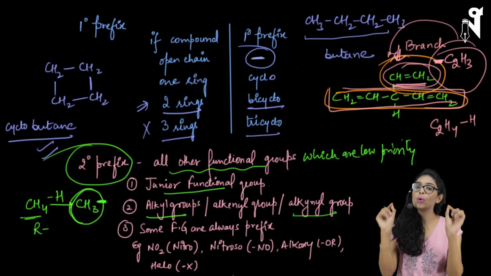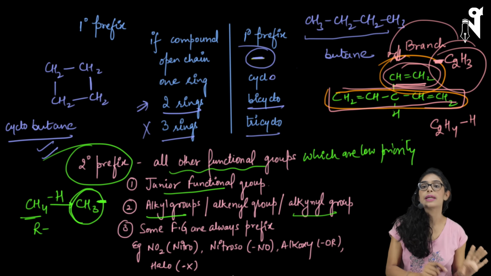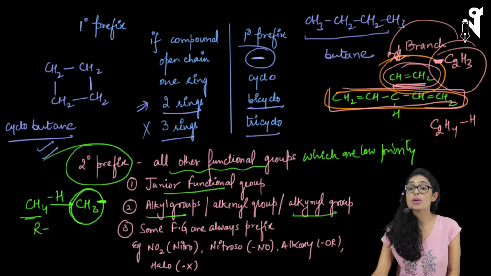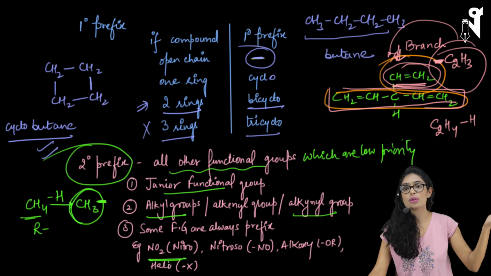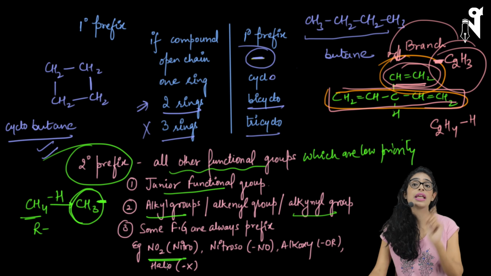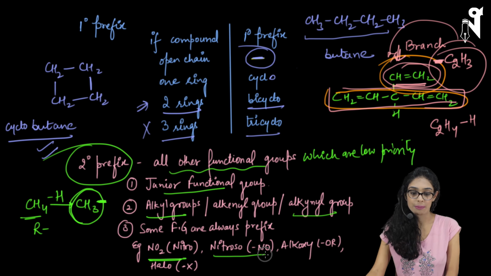Even though they are alone in the carbon chain, still they will be named in prefix only. Okay, and what are such compounds? Nitro. No matter you have only nitro in the compound or this nitro is along with other functional groups, it will always be named in the prefix and the prefix will be nitro. Similarly, a group is nitroso. This is NO and this will be named always in prefix.